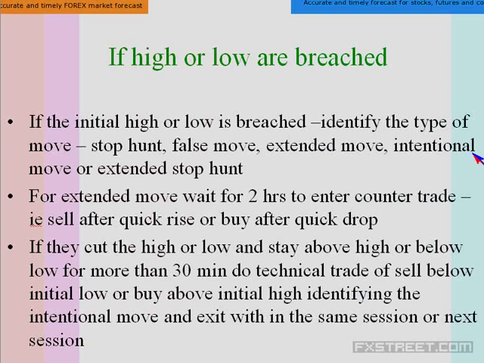Then the intentional move will be the move on the following day. They drop today, then tomorrow they will start gaining the levels. And the extended stop hunt is the one that they do only during the trend reversal time, during month beginning and month end time. So we cannot expect it now.